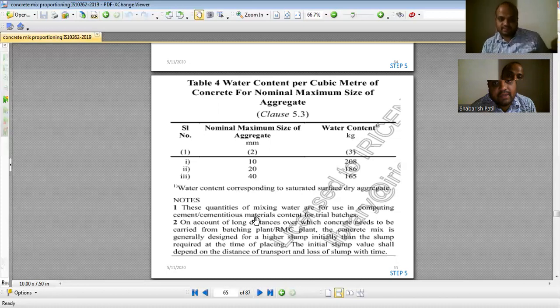And one condition is that this water is for the saturated surface dry condition. If you recall some terminologies from the basic material testing laboratory, you had the saturated surface dry condition of the aggregate. In that condition, we are supposed to use this value. If it is not in SSD condition, then we have to make some alterations; what type of alterations and how to do that we will discuss later. So now, based on the size of the aggregate, my water content is changing. Say if I'm using 20 mm as the nominal size, then I'm supposed to use 186 kg per cubic meter of water.